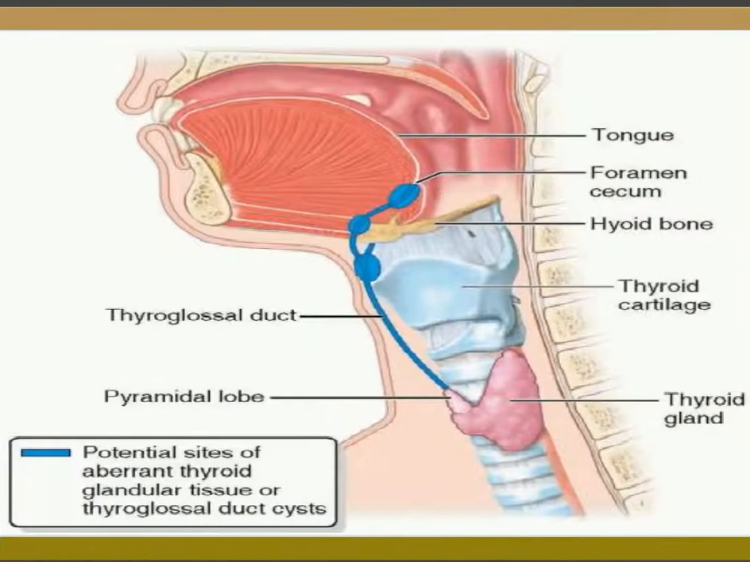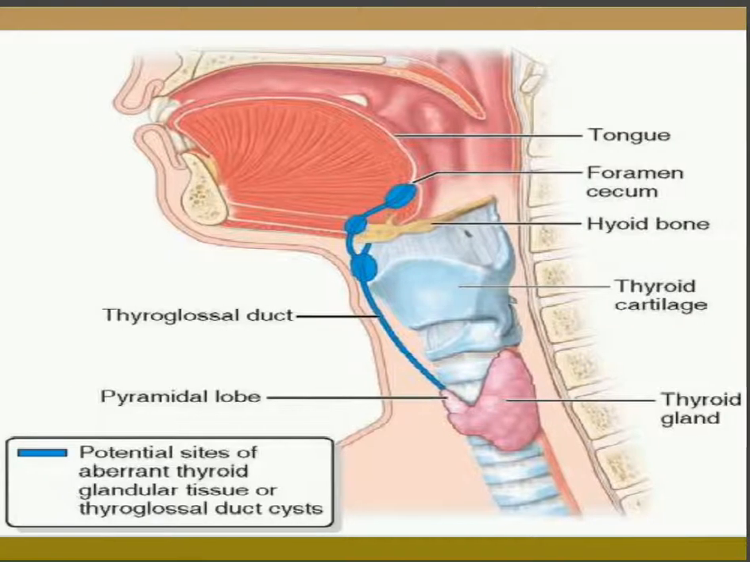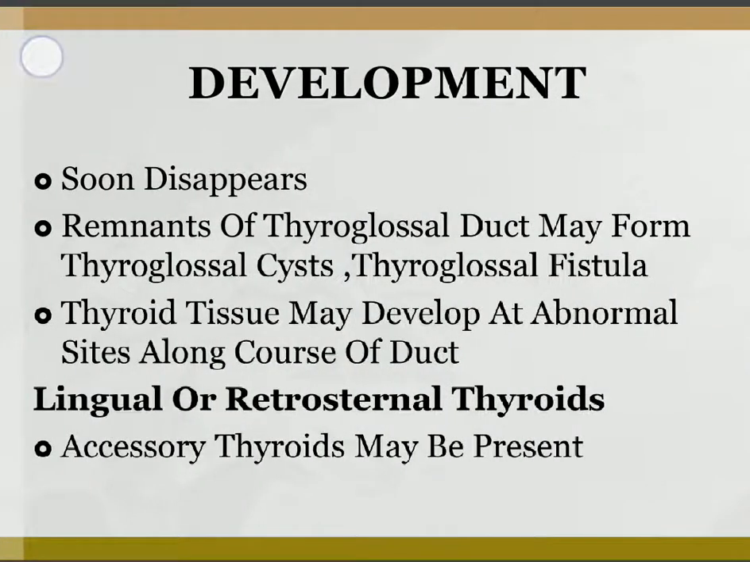That is, this thyroglossal duct, it extends from the foramen cecum of the tongue, which is present at the junction of the anterior 2/3 and posterior 1/3. So it extends from the initial position, this is the initial position of the development of thyroid gland, to the final position. So thyroglossal duct, it soon disappears.